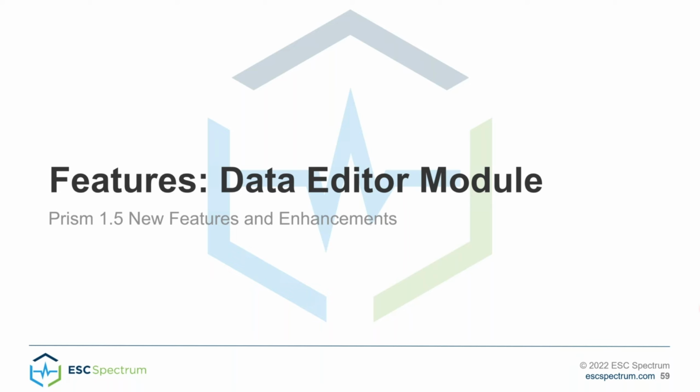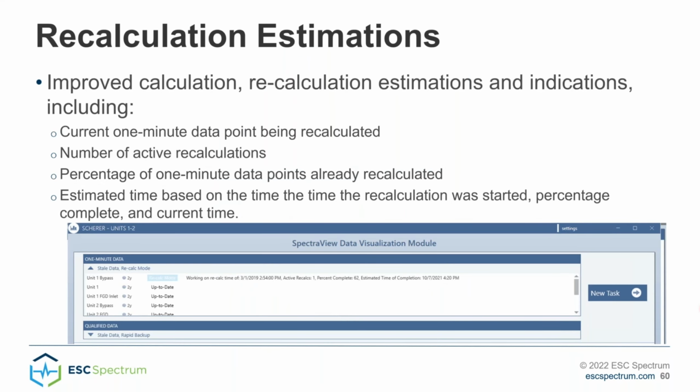The data editor module, I'll kind of go over quickly. We've added some enhancements to the recalculation estimations. We now have a start time and end time, an estimated end time, percentage complete. We've added to that, so that'll kind of give you more visibility as your calculation is ongoing about how long it's going to take based off of when we started and how much left we have to go. And you can see that's down here as well. We'll show how many recalcs we're working on, percent completed, and estimated time of completion. So that's in the data editor module.